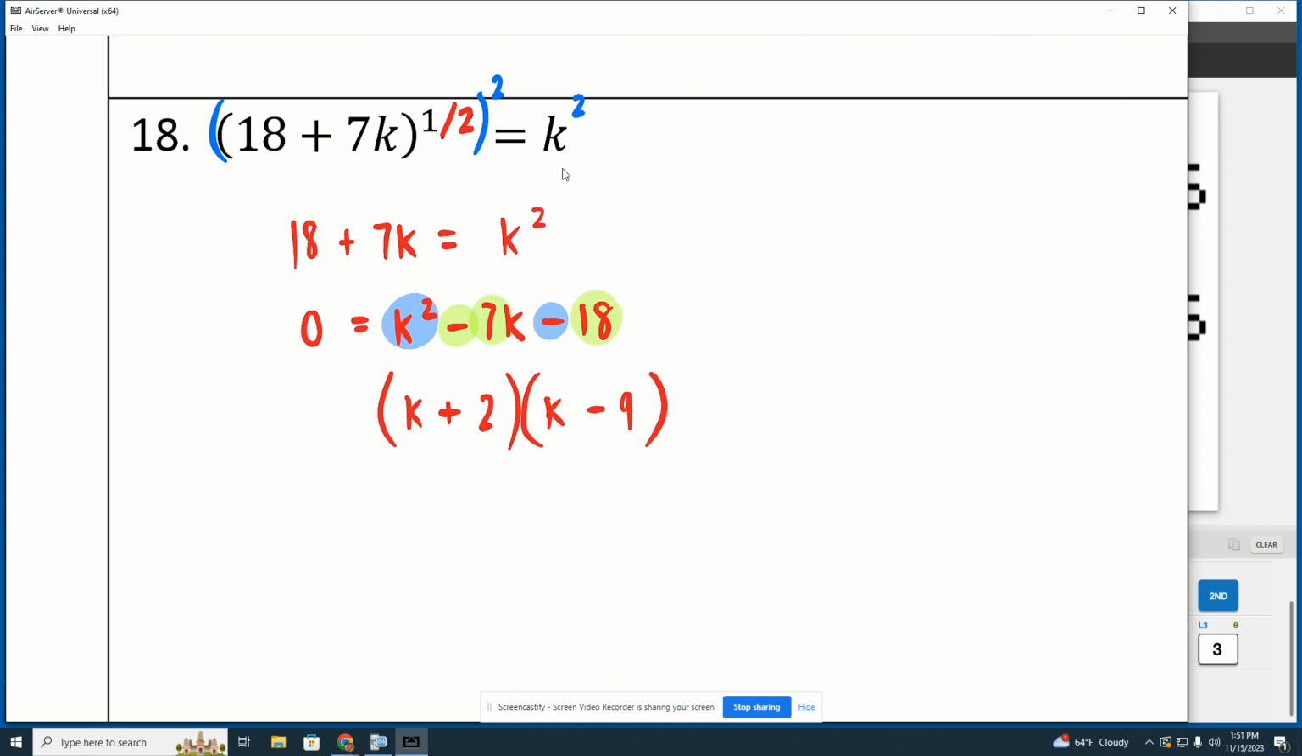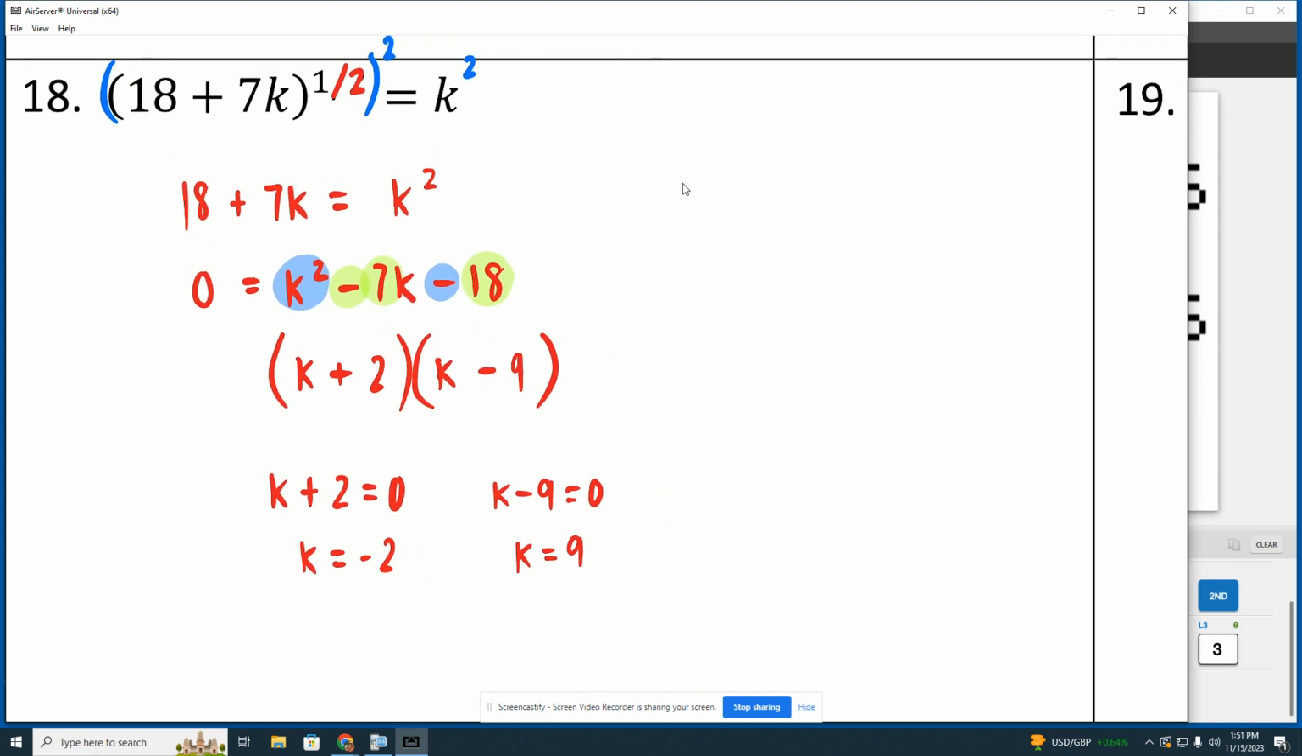So if I take those factors, set them equal to 0 and solve: k plus 2 equals 0, I subtract 2, so k will equal negative 2. Then k minus 9 equals 0, I add 9, and k will equal positive 9. So let's go check these out real quick. Let's start with negative 2. Now remember, I'm going back up to the original. I want to check negative 2 first.